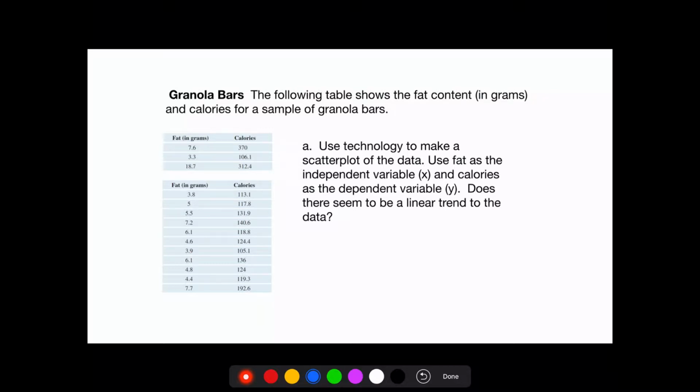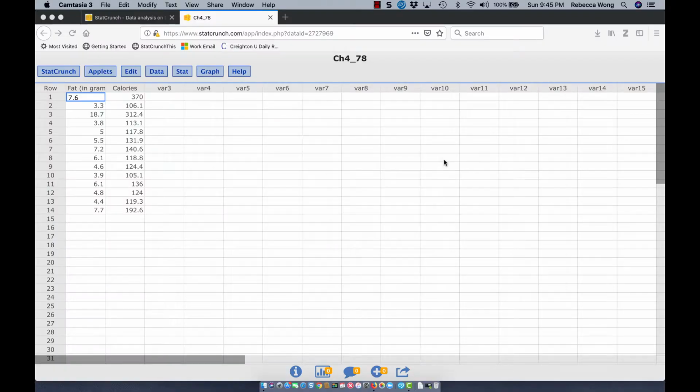Use fat as the independent variable x and calories as the dependent variable y. Does there seem to be a linear trend to this data? The technology I'm going to use to demonstrate the scatter plot is StatCrunch. The data has been entered into StatCrunch with one column representing fat and the other column representing calories.